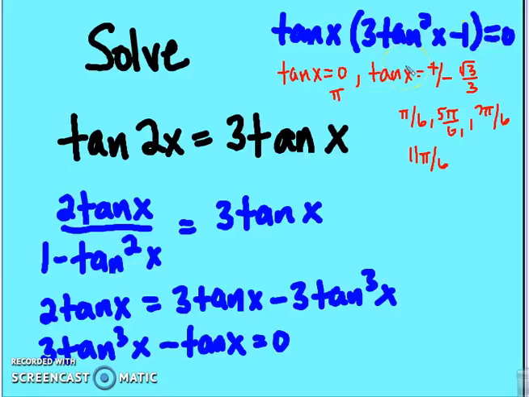Very similar to the prior problem that we did, but in this case you end up with tangent x equal to plus or minus root 3 over 3 instead of just root 3. And then here are your answers: 0, pi, pi/6, 5 pi/6, 7 pi/6, and 11 pi/6. All right, moving on.